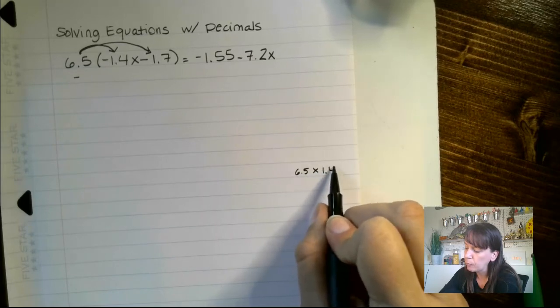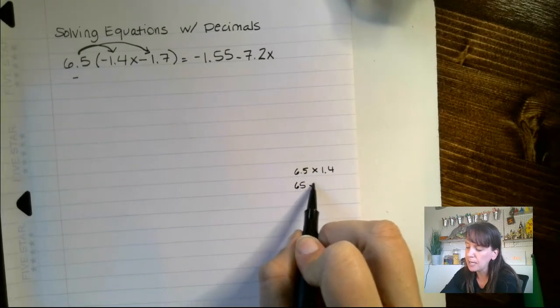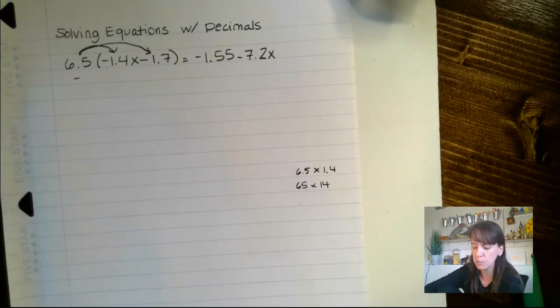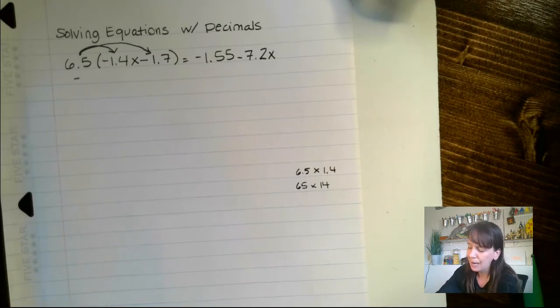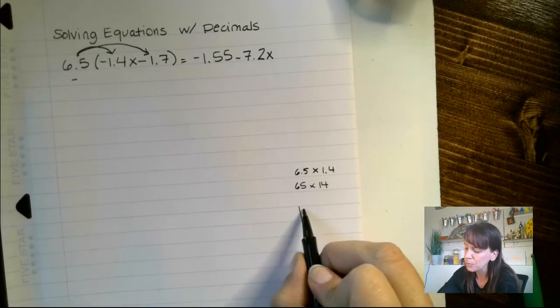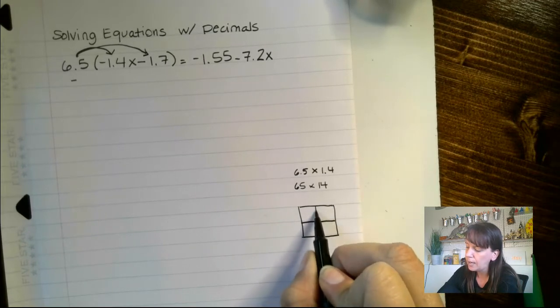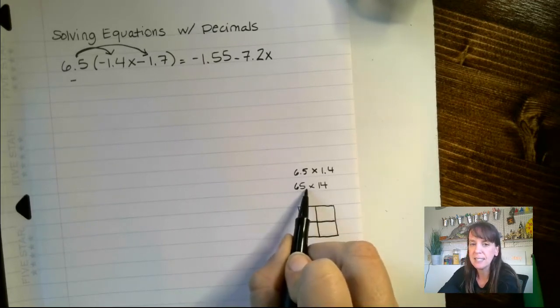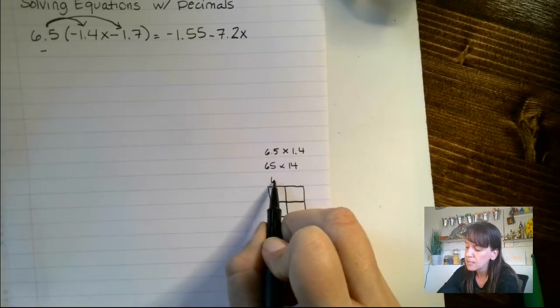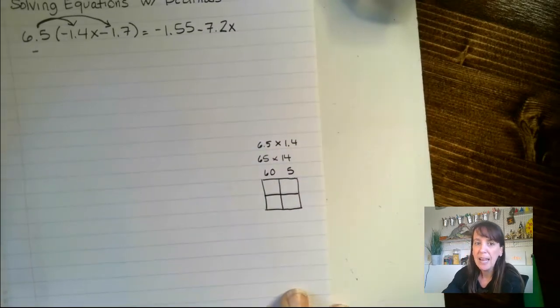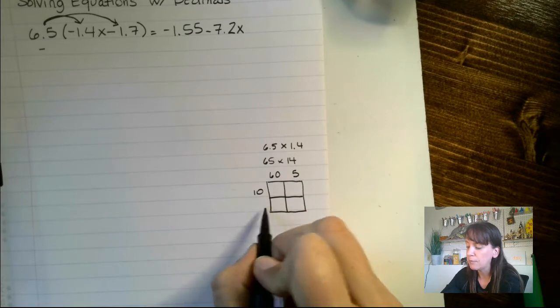times 1.4. That's really just 65 times 14, and there's multiple different ways to multiply. I like the box method because the distribution makes it easier to add it up and do it a little bit in your head. And so what we're going to do is 65 is really 60 and 5. And then 14 is really 10 and 4.